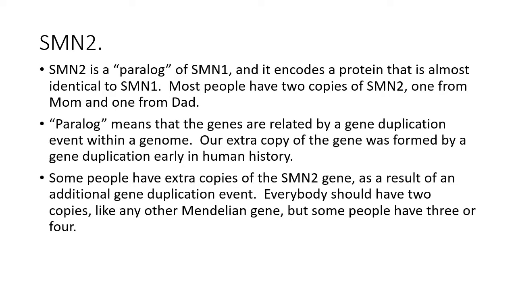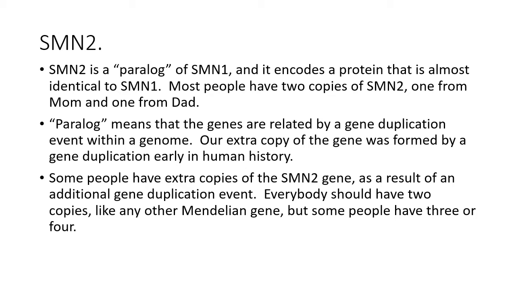Okay, so the hero to the rescue here is SMN2. SMN2 is a paralog of SMN1. Okay, so what that is, it's another copy of the SMN1 gene, essentially, that arose from a gene duplication early in human history, in our case. So that describes a paralog, that the genes are related by a gene duplication. So SMN2, we each have from each of our parents one copy. So we have each of us one from mom and one from dad.